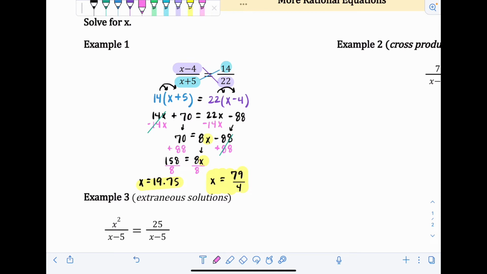I know sometimes they go back and forth depending on what form they want your answer in, so it's always good to have both ways.